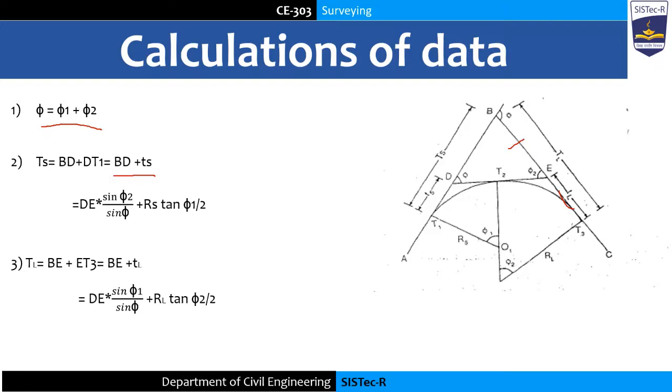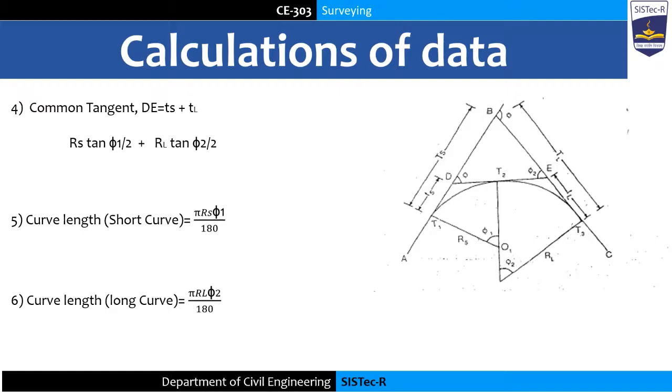Again, by applying sine rule, B can be written as D into sine phi 1 upon sine phi plus RL into tan phi 2 by 2. So in this slide we have calculated three notations. First, phi equals phi 1 plus phi 2. After that we are having TS, so TS equals D into sine phi 2 by sine phi plus rs tan phi 1 by 2. Similarly TL equals D into sine phi 1 by sine phi plus RL into tan phi 2 upon 2.